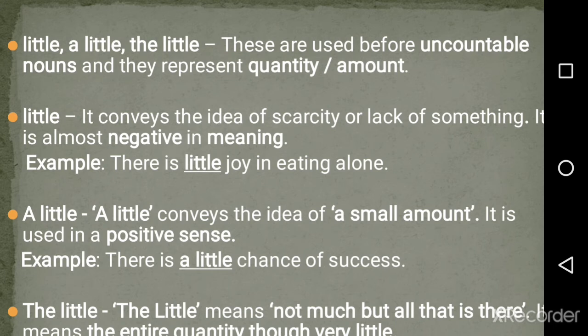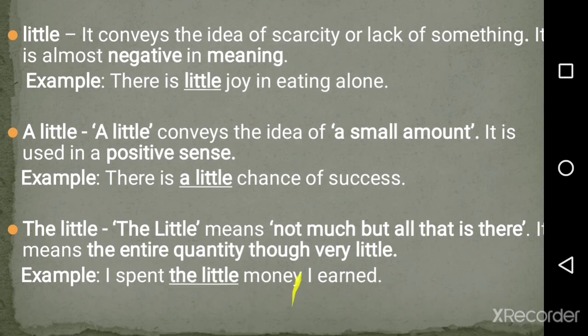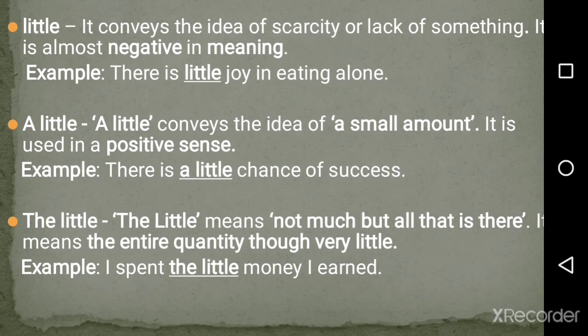For example, there is little joy in eating alone. Little means almost none, almost there is lack of something, यानी बिल्कुल भी मज़ा नहीं आता है जब हम अकेले बैठकर खाते हैं. A little conveys the idea of a small amount and it is used in positive sense. For example, there is a little chance of success. A little means thoda sa chance hai of success.